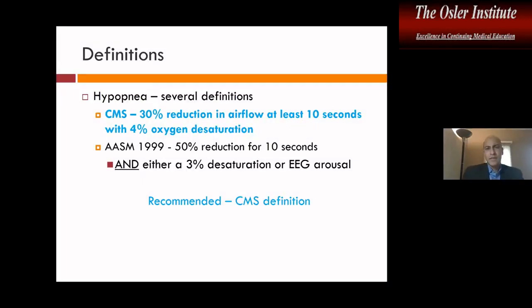There are several different definitions of hypopnea, but what's recommended is the CMS definition. The American Academy of Sleep Medicine also has its own definition, but I would recommend the CMS definition, which is a 30% reduction in airflow for at least 10 seconds with a 4% oxygen desaturation. That's the one you should commit to memory. A hypopnea is that reduction with a desaturation, but not a total flat line or complete cessation of airflow. There's a reduction of airflow, but not complete cessation. And that's what defines a hypopneic event.